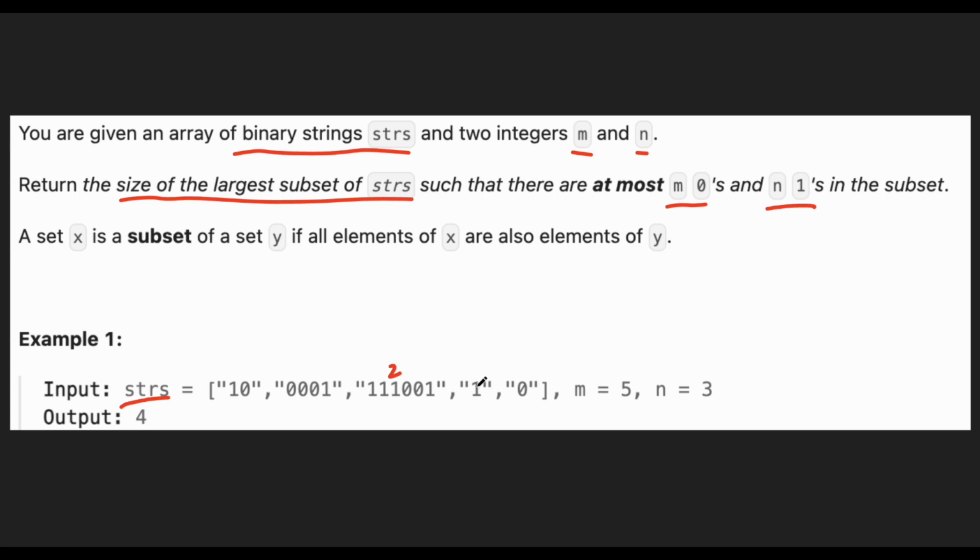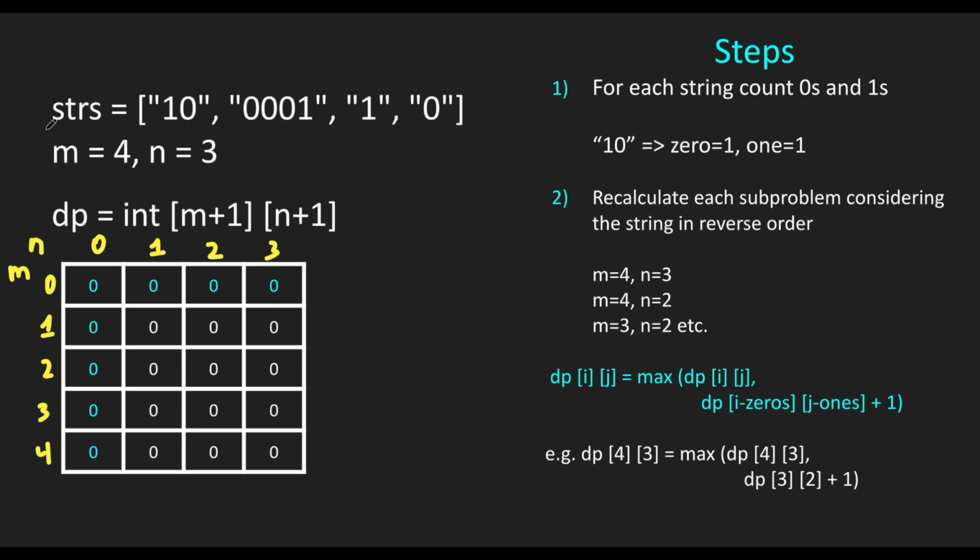How about the next one? We can consider the third one, and we can consider the last element. So the largest subset with at most m zeros and n ones is this one: the first, third, and the last index, and the size of it is 4, which we are returning here. Let's take this example and work on it.